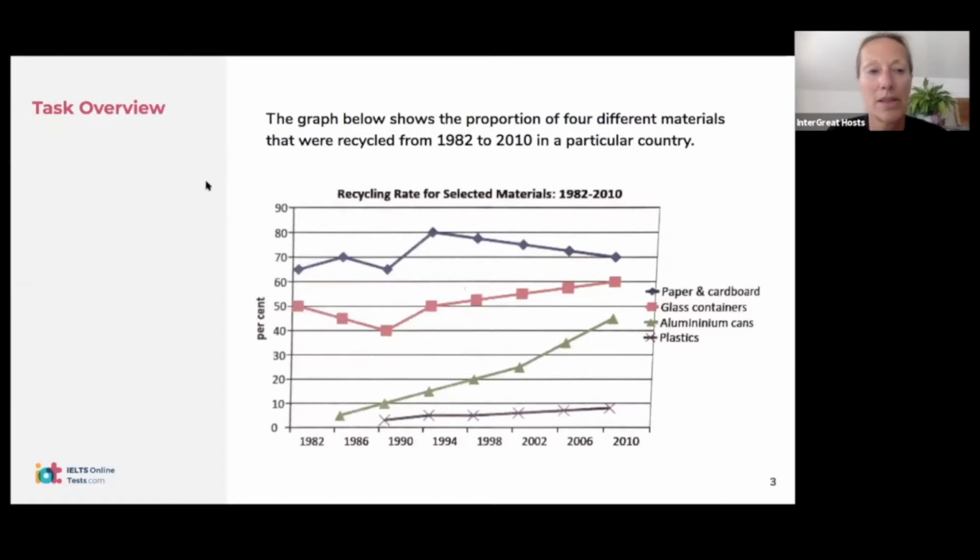All right, so this is the task overview. Okay, so the graph below shows the proportion of 4 different materials that were recycled from 1982 to 2010 in a particular country. Right, so when you get something like this, how do you feel? You can't understand anything, okay. Nervous, yeah, scared, confused, okay, overwhelmed. Right, so a lot of different feelings, right?